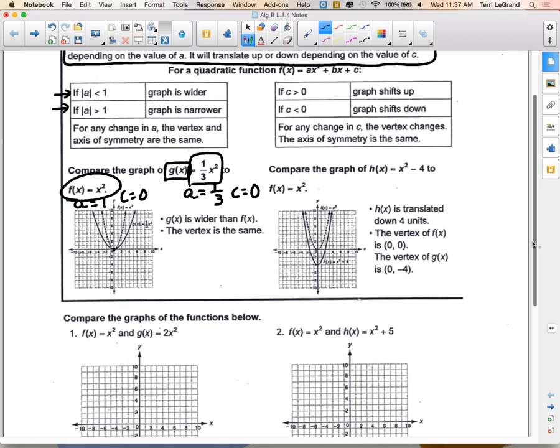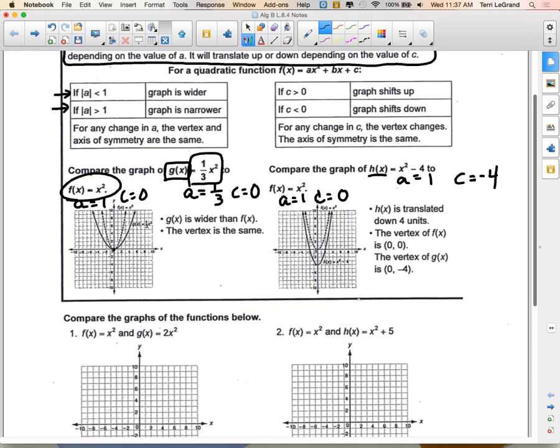And then on this one, we transform the parent function. This time our new transformation is called h of x. So what's the a value for x squared minus 4? 1. What's the c value? -4. Notice we don't even care about the b value today. We want the a value and the c value. So what's the a value for the parent function? 1. And the c value is 0. So the a value stayed the same, didn't it?